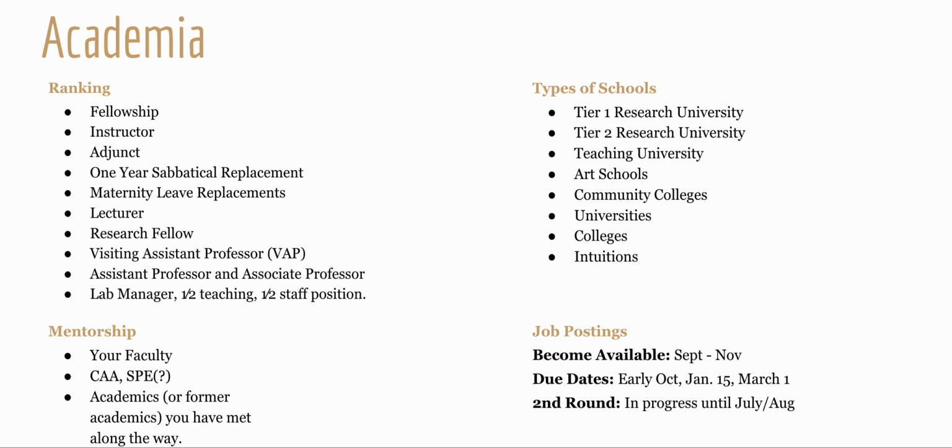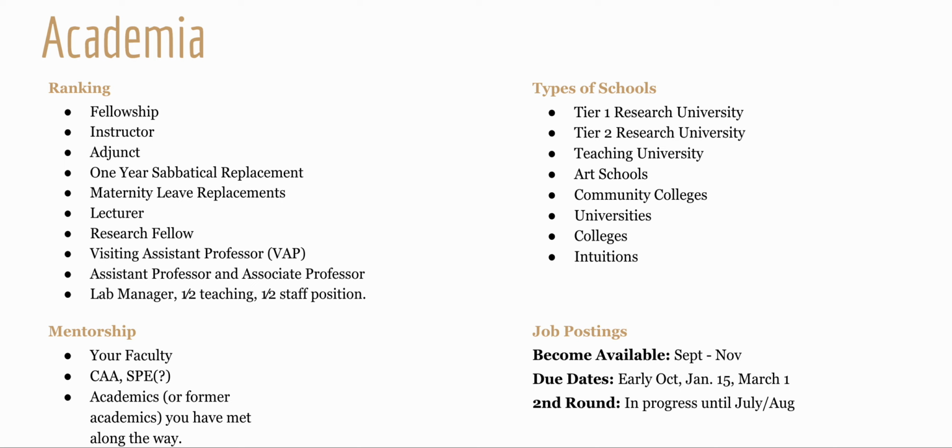So if you're interested in teaching, here's kind of the lay of the land there. There are different ranks within the academic institution. There are fellowships. You can be an instructor, an adjunct, which is kind of a part-time teacher. You can be a one-year sabbatical replacement person. You can be a maternity leave replacement. You can be a lecturer, which is typically a 2-year appointment. You can be a research fellow, somebody who only does research or makes art. You can be a visiting assistant professor.